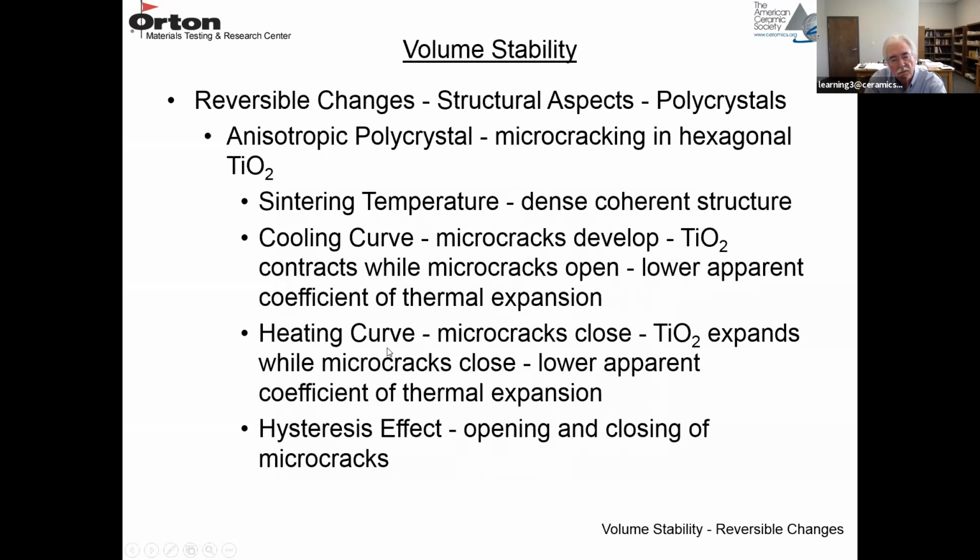When you reheat the material, the microcracks close. TiO2 is expanding. The microcracks are closing. You now have a lower apparent coefficient of thermal expansion. And you end up with the hysteresis effect, opening and closing of microcracks as you continue to cool this material.